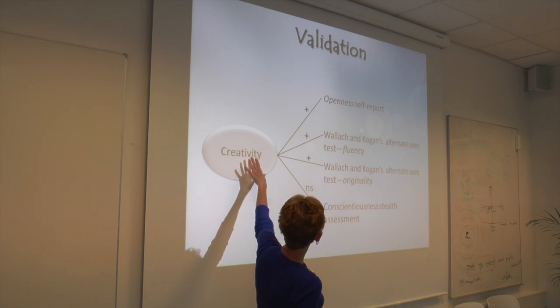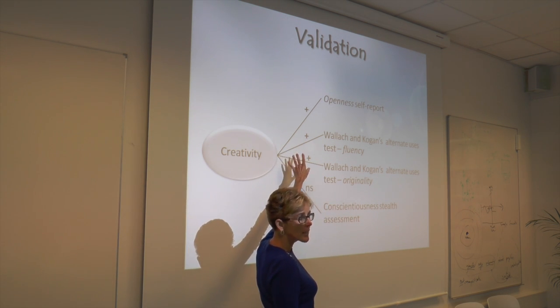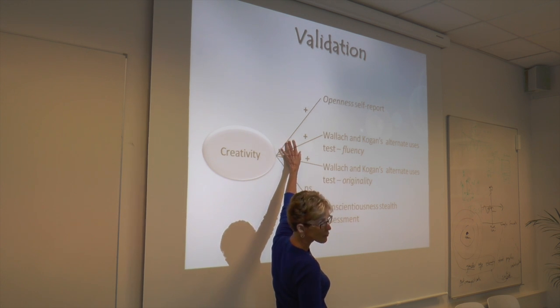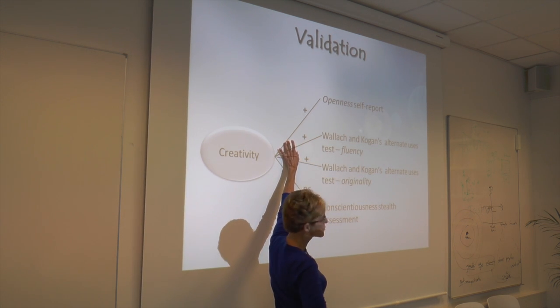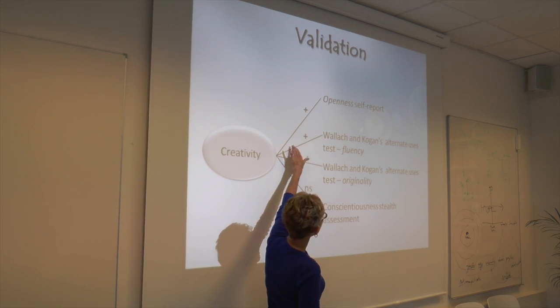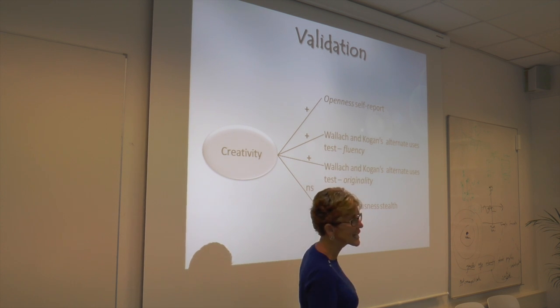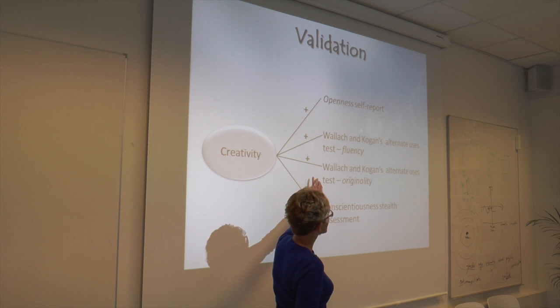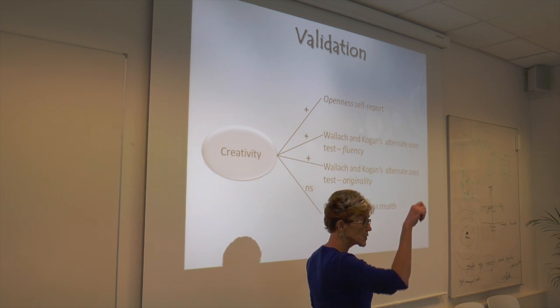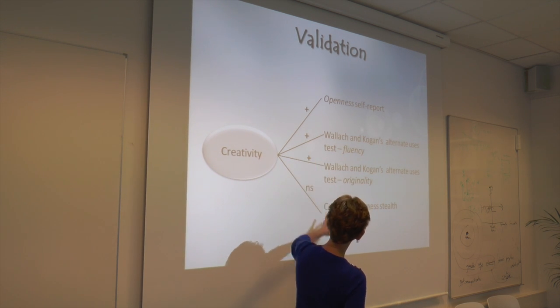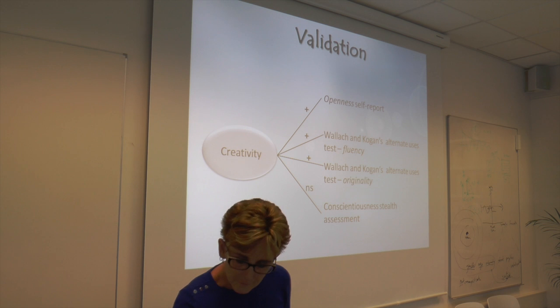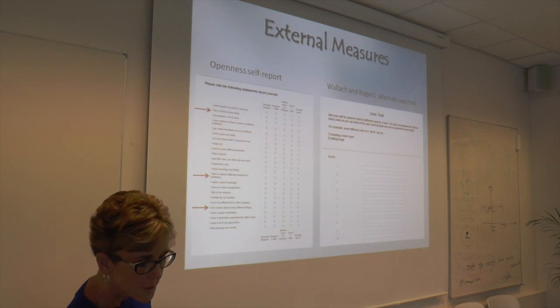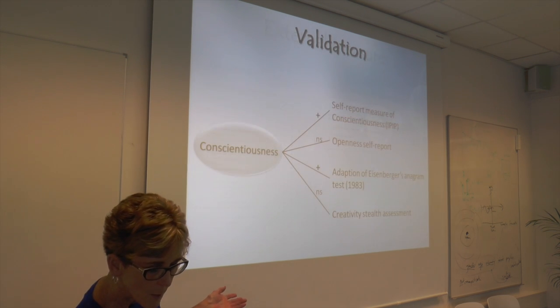So for creativity, we used some standard and already validated external measures. The openness self-report, I showed you examples from that earlier. Wallach and Kogan's alternate uses test, like how many different ways can you use X. And we also used that test for originality: circle your top two most original responses. These are just pictures of the openness survey.